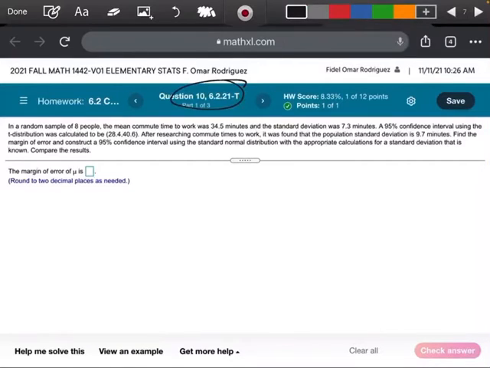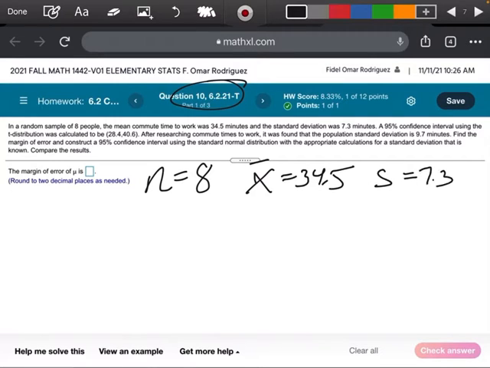All right, so here y'all, this is question number 10 out of 6.2. I'm going to read through the problem and see if we can't figure it out. It says in a random sample of 8 people, so I know that my n is equal to 8. The mean commute time to work was 34.5 minutes, so my x bar is 34.5, and the standard deviation was 7.3 minutes. That is my sample standard deviation, y'all, because it would specify if it was the population standard deviation.